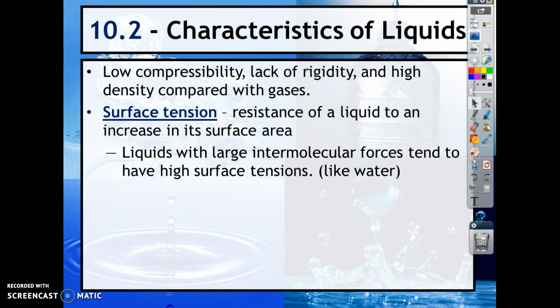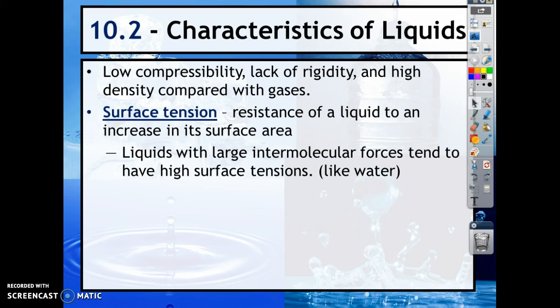When we think about surface tension, it's like when you see those bugs that stand on the water. Why can they do that? Well, it has a lot to do with physics, but essentially it's because that surface area of the bug's feet is not big enough to really make an impact on that water or that liquid. So liquids with these large intermolecular forces have high surface tensions. That's why water can hold those bugs up.